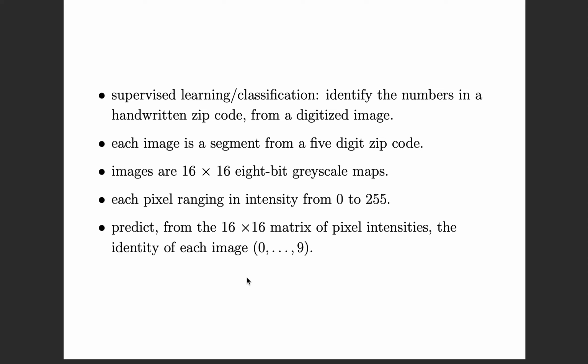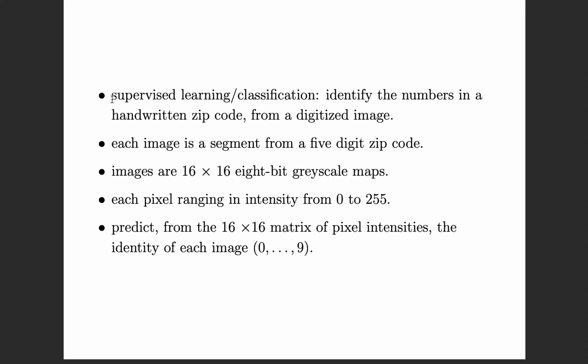255. And essentially, we want to predict from the 16 by 16 matrix of pixel intensities the identity of each image, which is either 0, 1, 2, 3. So how many features do we have here? 16 by 16, which is 256. Okay, so 256 features.